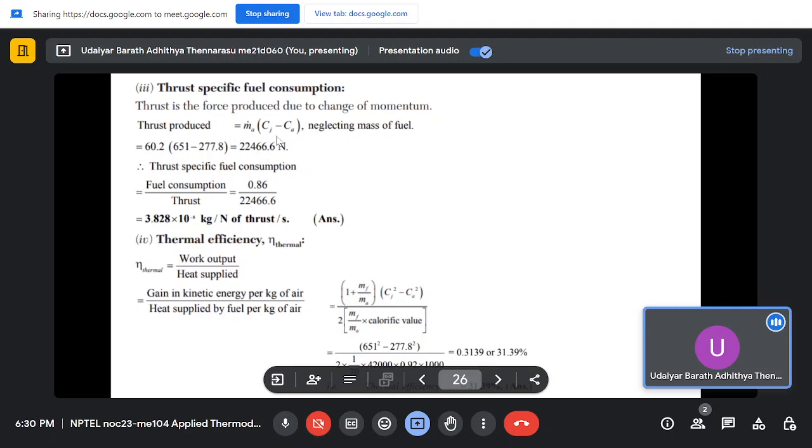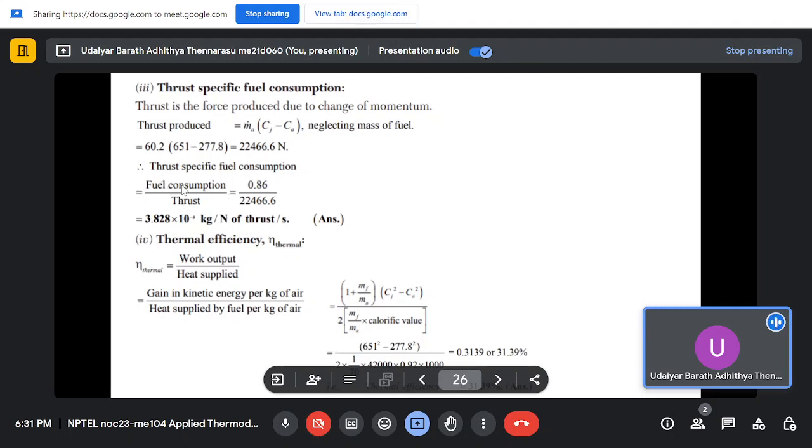So now what is asked is to find out thrust specific fuel consumption. So thrust specific fuel consumption is just like what we saw in the previous module in the Brayton cycle, just like brake power specific fuel consumption. It's just now the fuel consumed for a kilonewton or for a newton of thrust generated. So the amount of fuel consumed for a newton of thrust to be generated.